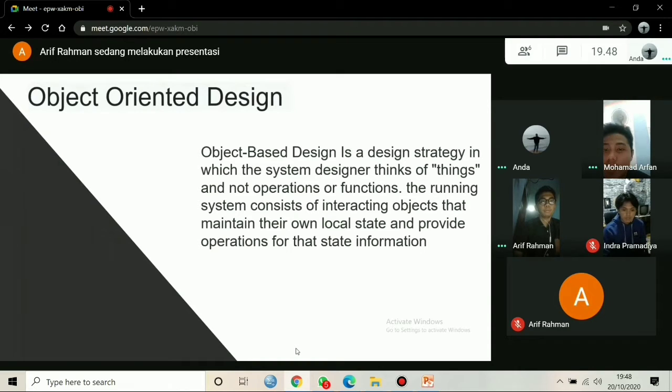Object-oriented design is a design strategy in which the system designer thinks of things and not operations or functions. The running system consists of interacting objects that maintain their own local state and provide operations on that state information.